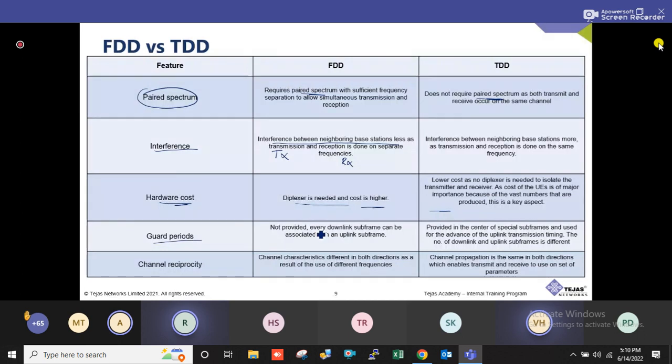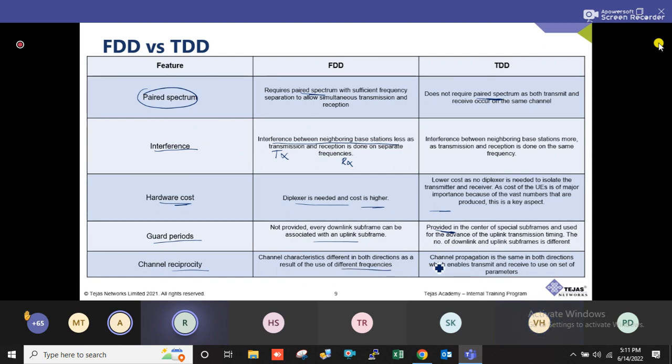Guard period. There is no guard period provided in FDD because there is no switching of downlink and uplink frame. I'll come to what you mean by subframe. I have not come to this, but just remember there is no guard. That means there is no gap between downlink and uplink. Here in TDD there is a gap, right?